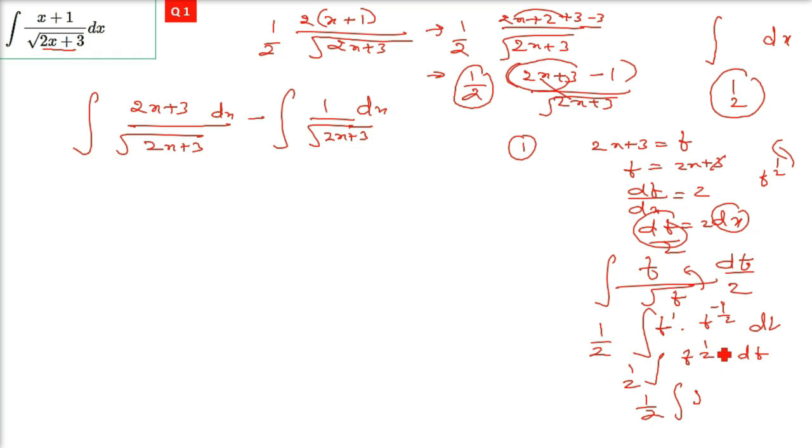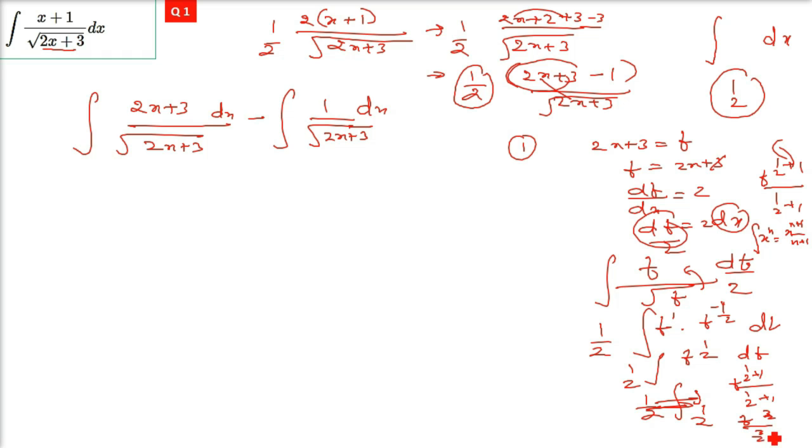Once you have t raised half, you need to get rid of this integration sign. The integral of t raised half is t raised half plus 1 divided by half plus 1, because the integration of x raised n is simply x raised n plus 1 by n plus 1. So we get t raised 3 by 2 divided by 3 by 2.